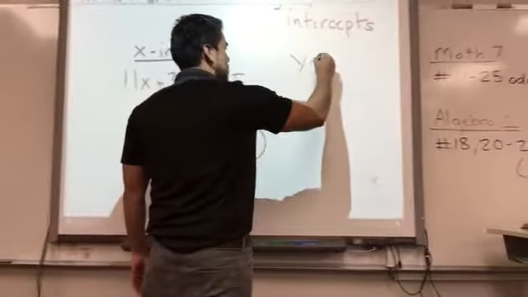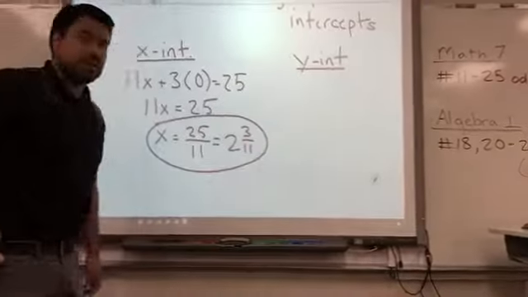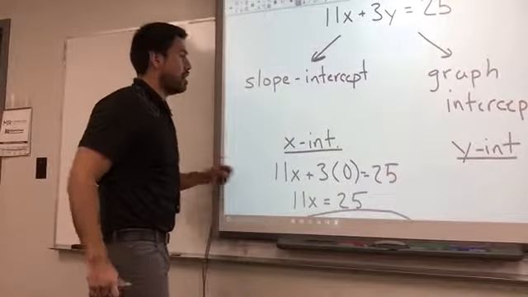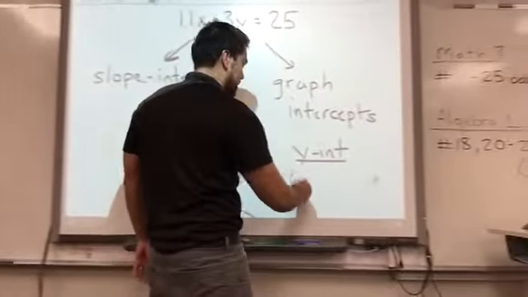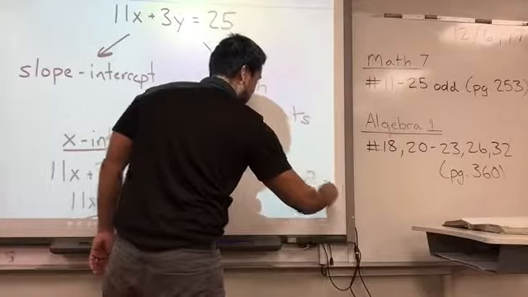Let's look at the y-intercept. How do I find the y-intercept? You change x to nothing. Make x equal 0. So starting with that equation up here, make x equal 0. So 11 times 0 plus 3y equals 25.